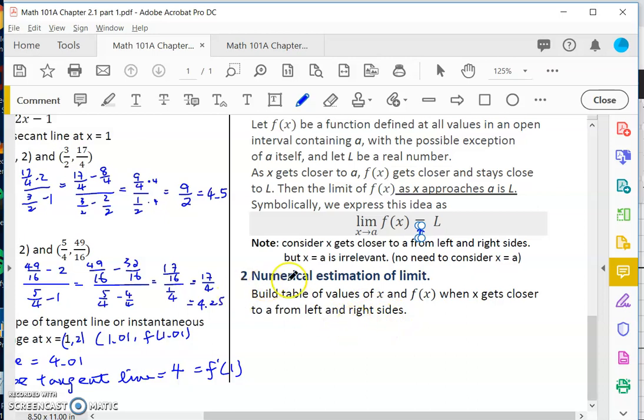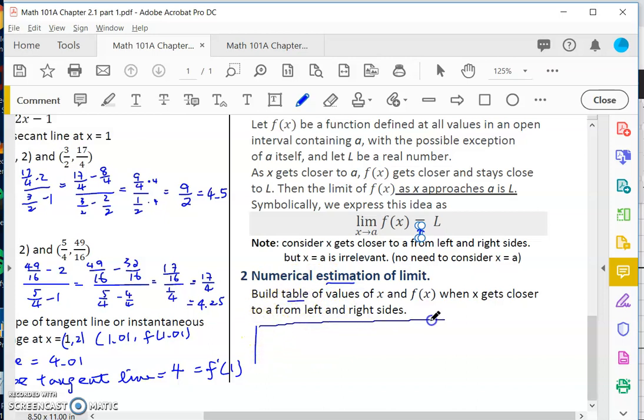So numerically, how do we know it? We would use the method that we did for the secant line, estimating the tangent line slope by secant line slopes. We just do a whole bunch of secant line calculations, and then we estimate. The important point here is to use numerical estimation of the limit by building a table of values.